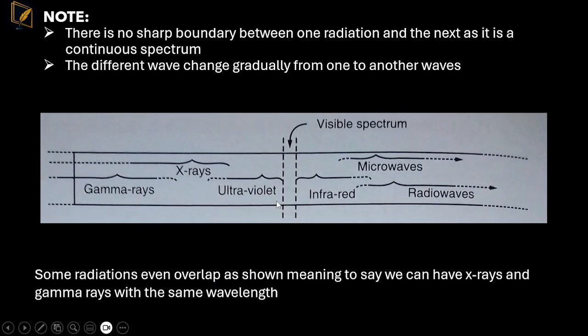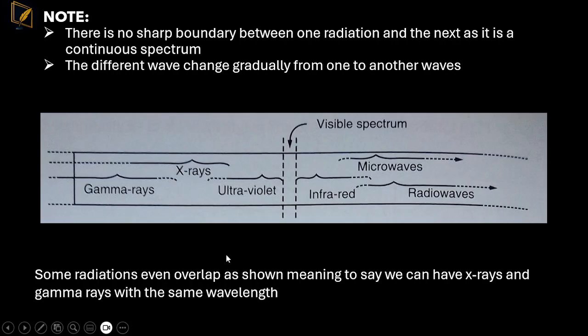So this is just a breakdown of the electromagnetic spectrum. We have the gamma rays, the X rays, the ultraviolet, also called the UV light, the visible spectrum, infrared, microwaves, and the radio waves. As you can see, each particular wave or radiation has its own frequency and wavelength. But we can see that they can change from one wave to the other. They can even overlap, as you can see down there.